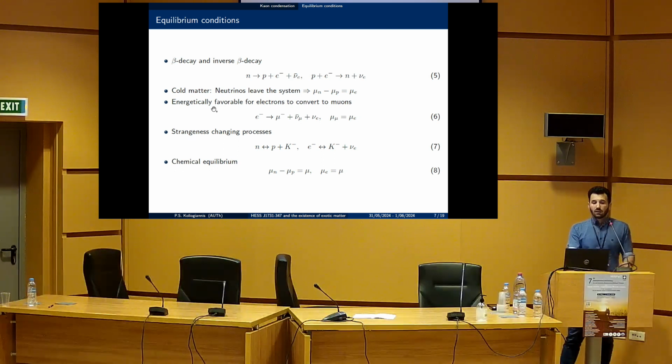Furthermore, if the electron Fermi energy is greater than the muon mass, it is energetically favorable for electrons to convert to muons, and if the effective mass of kaons is sufficiently low in dense matter, then the following strangeness-changing processes happen, and we establish chemical equilibrium according to this relation.